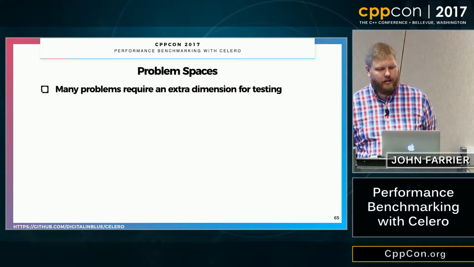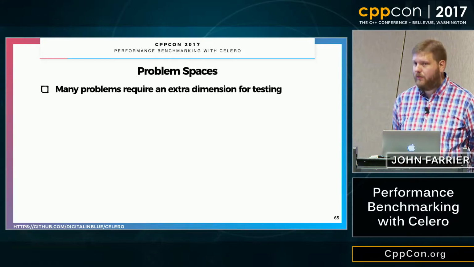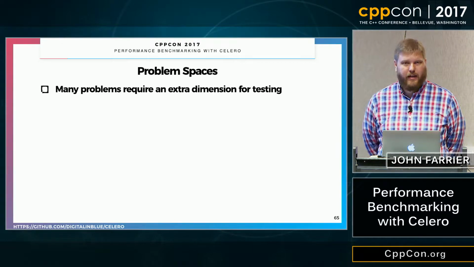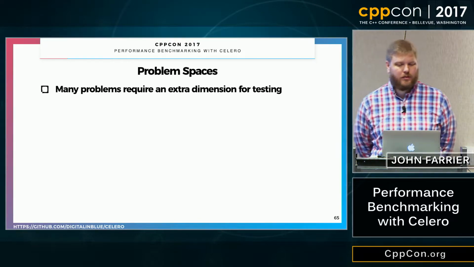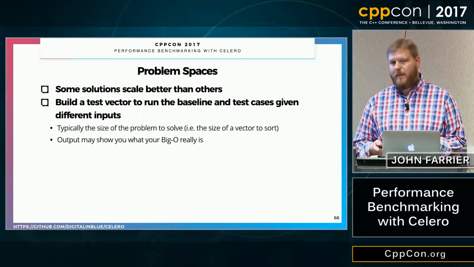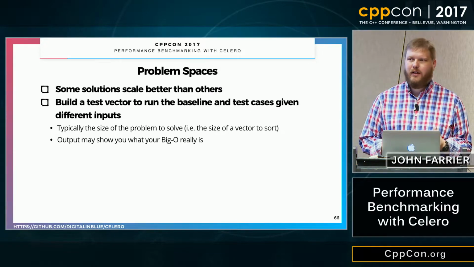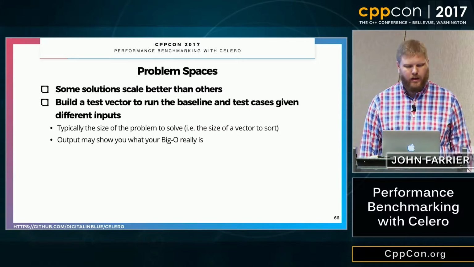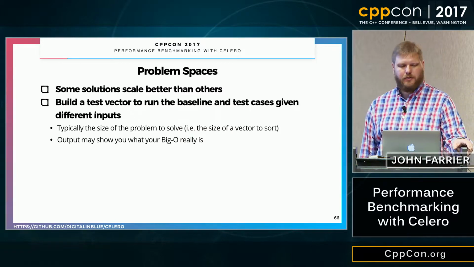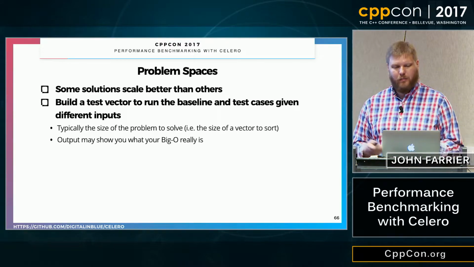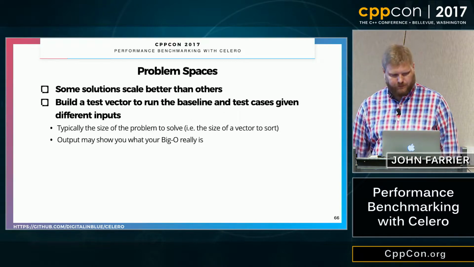We've also got problem spaces, and I've kind of glossed over it 2 or 3 times so far in the talk, but I will get into it now. That's a way to address the fact that many problems require just an extra dimension of the testing, because some solutions really scale better than others. And maybe the fastest at a very small case is not going to be your optimal when you have realistically sized data. And so problem spaces allow us to build a test vector to run the baseline and the test cases against kind of uniformly and see how problems scale.